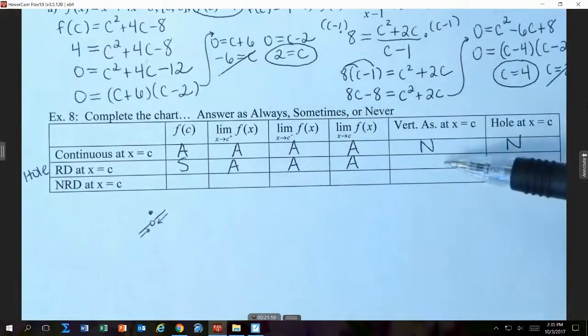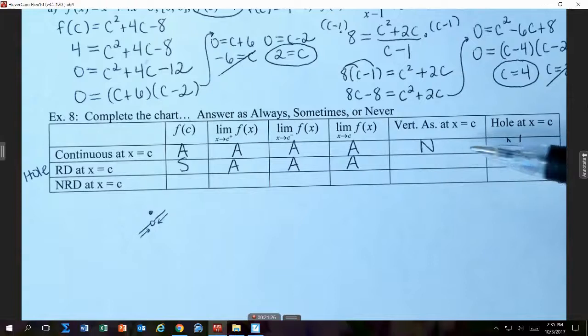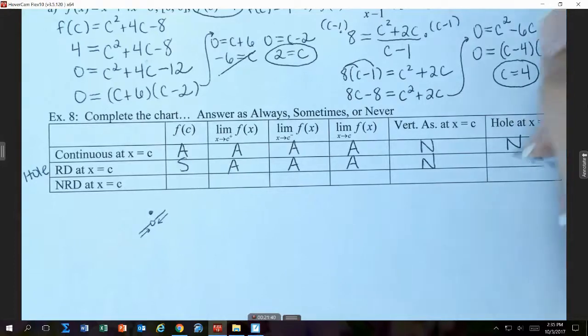Okay. What about a vertical asymptote? For a removable discontinuity, where you're talking about an ice cream scooper, are you going to have a vertical asymptote there? No. Remember, removable is going to be just that little hole that's missing. All right, so this is obvious. Are you going to have a hole at x equals c? Yes.